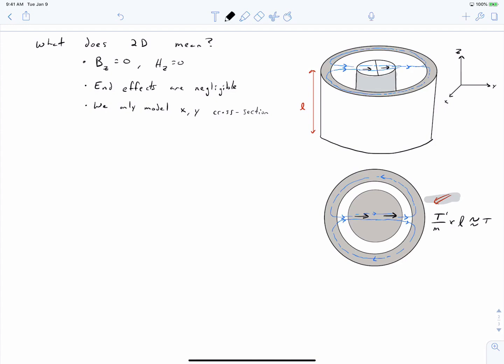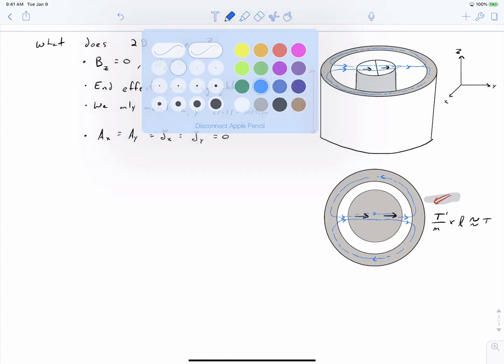Alright, so what else does this mean? Well, remember that B is equal to the curl of A, and since BZ is 0, this means that A has only a z component and J has only a z component. So this assumption has dramatically simplified our equations.